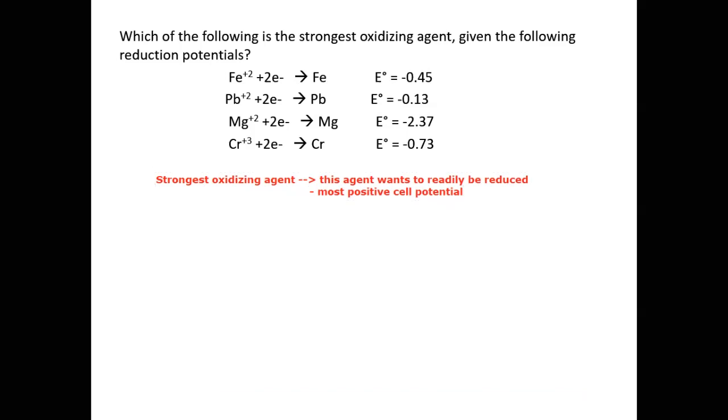And also oxidizing agents are reactants in the half reactions. So the oxidizing agents are going to be one of these reactants. And so the strongest oxidizing agent is lead 2+ because it has the most positive cell potential.